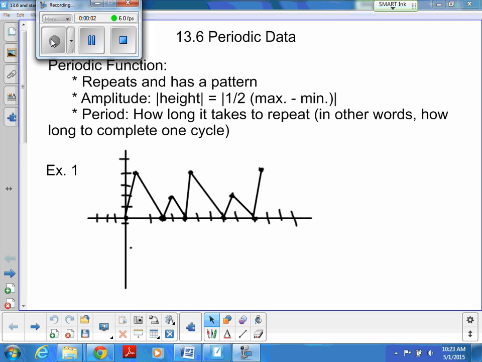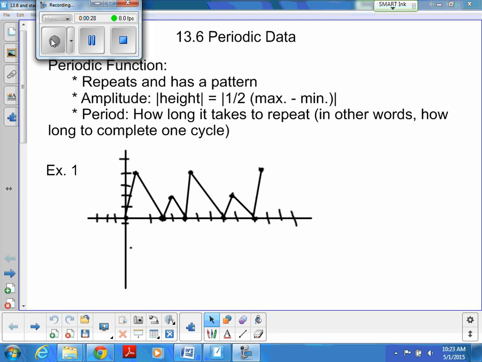Okay, so 13.6, periodic data. We are going to learn how to graph sine, cosine, and tangent. We're not going to learn how to graph those other three. We're only going to learn how to graph sine, cosine, and tangent. And you're going to find out that they're periodic. You're going to hear me say a lot, what's the period? What's the cycle? You're going to hear me say that constantly throughout the rest of this chapter.